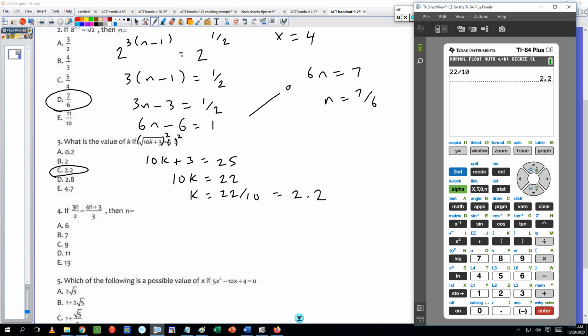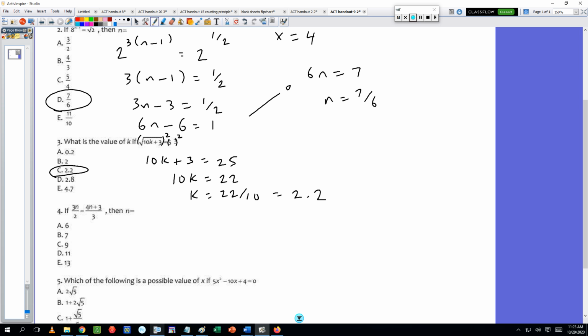Number 4, I have a fraction equal to a fraction. I'm going to cross multiply. 3n times the 3 is a 9n. 2 times the 4n is 8n. Times the 3 is 6. I'm going to subtract my 8n over. I get n is 6. Answer is A.